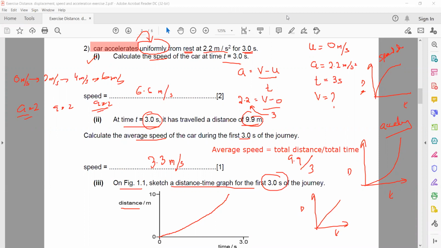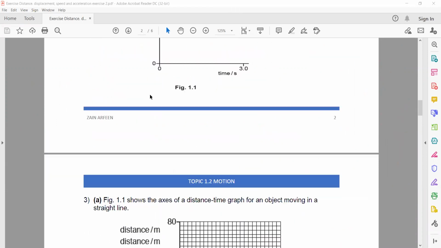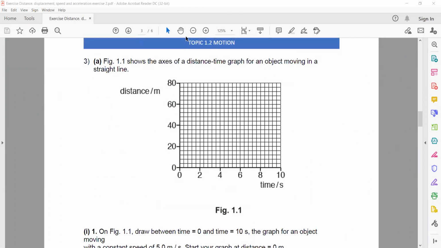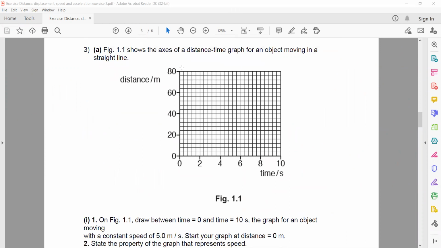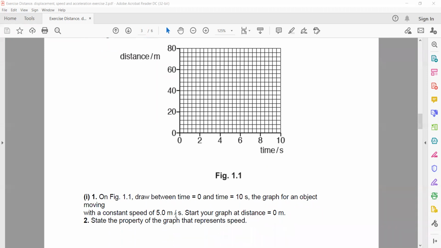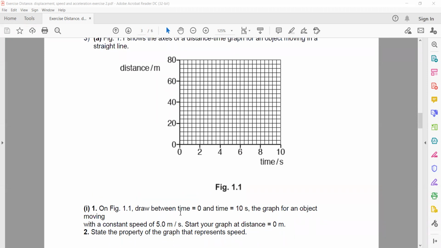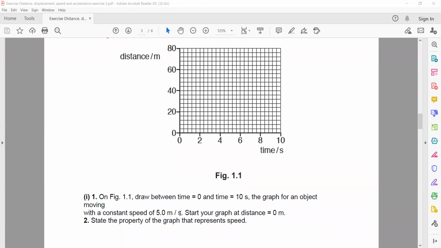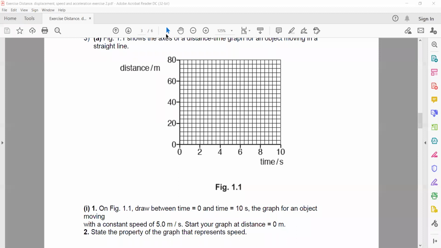So this was question 2. Then in question 3, figure 1.1 shows axes of distance and time for an object moving in a straight line. On the figure, draw between time t equals 0 and 10 seconds the graph of an object which is moving at a constant speed of 5 meter per second, and start your graph with a distance 0 meter. So how can we complete this graph?